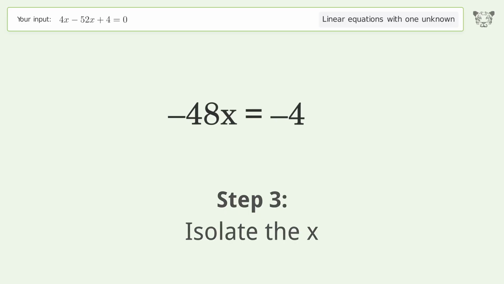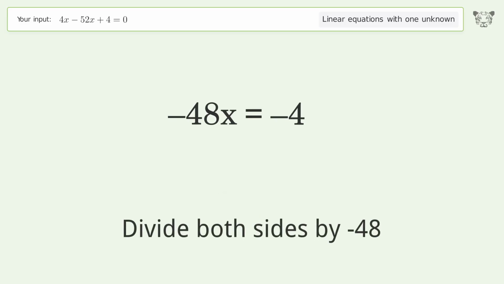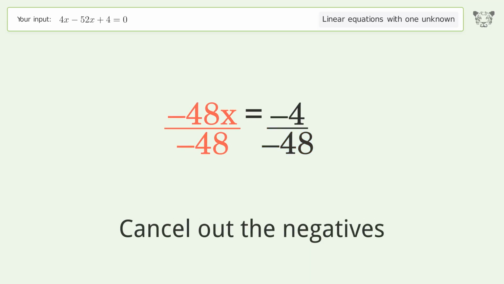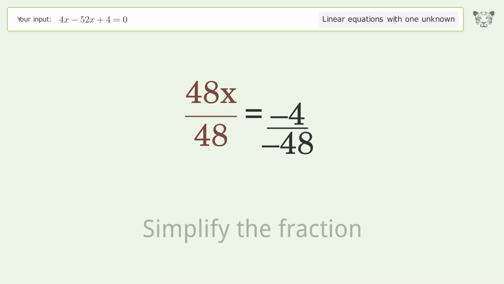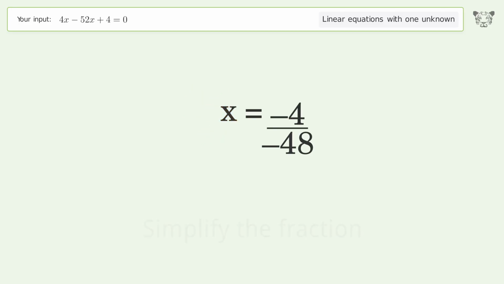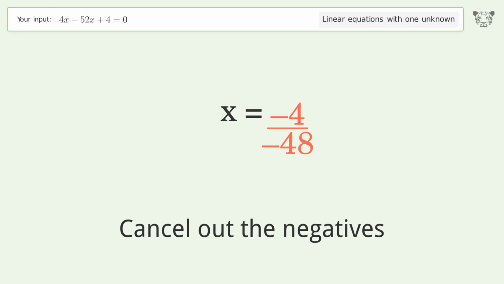Isolate the x. Divide both sides by -48. Cancel out the negatives. Simplify the fraction. Cancel out the negatives.